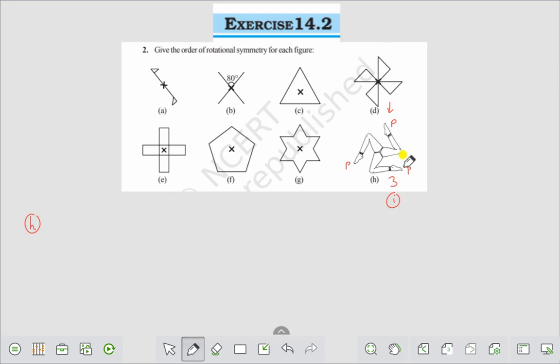Again you see, this is the first position. So this is the arrow. If we turn, this P will come here. This is same as that. Again you turn, this P will come here. Right? Again you turn, this P will come here. That is the order of symmetry for this figure is 3.